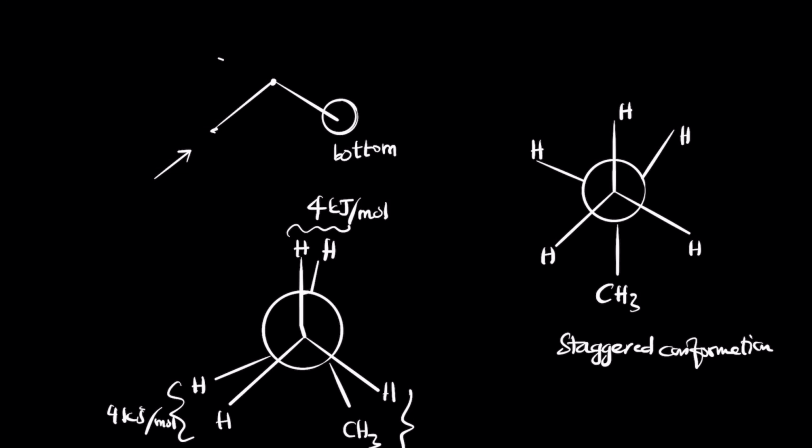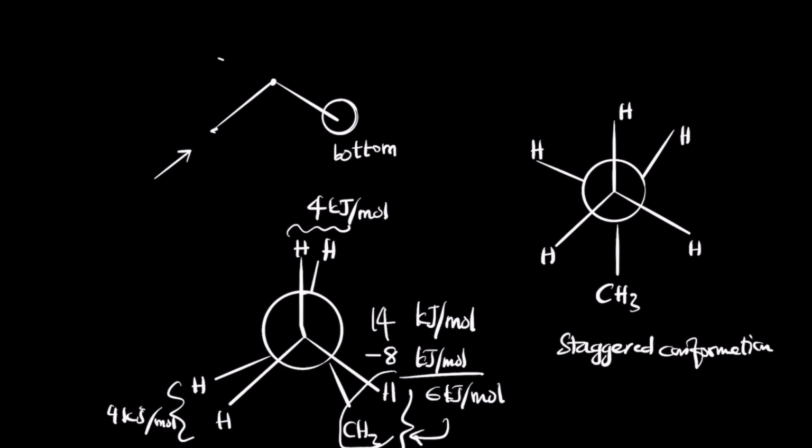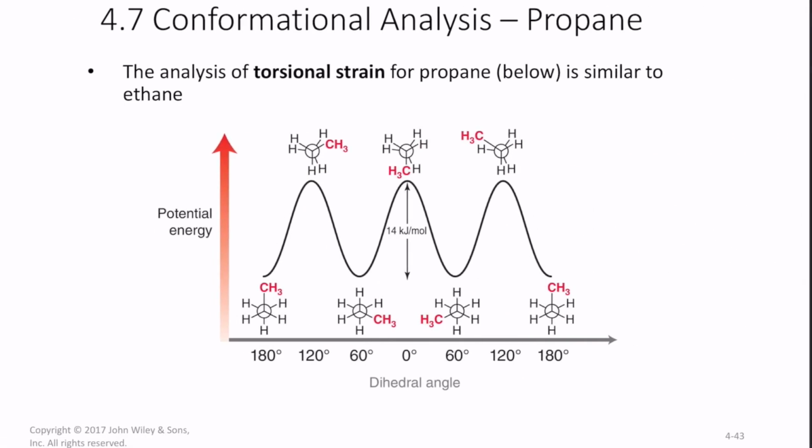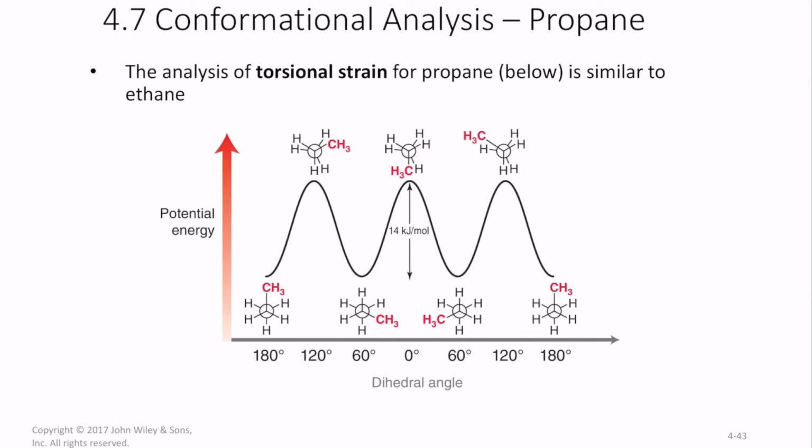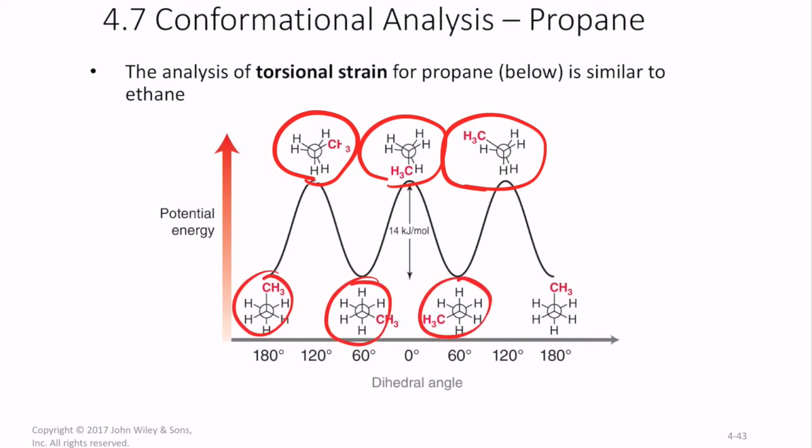So if you take the total amount, that is 14 kilojoules per mole, and from that if you subtract 8 kilojoules per mole, that gives you 6 kilojoules per mole. So that is the energy required to keep CH3 and H closer to each other. This is the conformational analysis for propane. This is the diagram that you would get, and again, all of the eclipsed ones have the same higher energy, and the staggered ones will be the stable energy structure at 180, 60, 60 and 180 degrees of the dihedral angles.